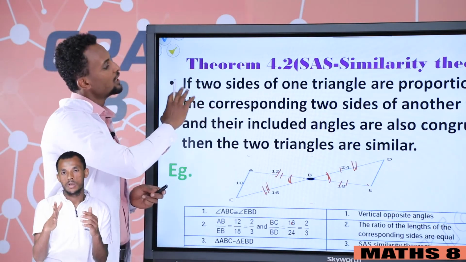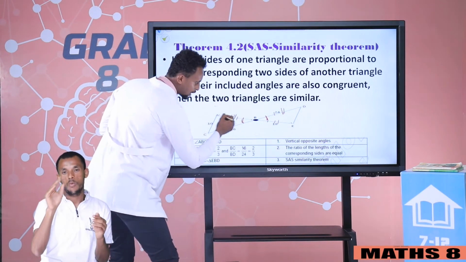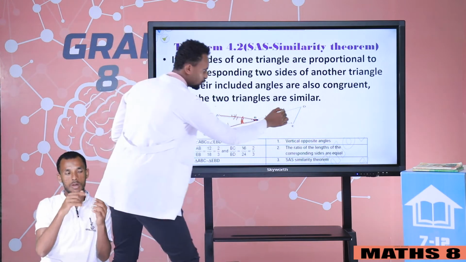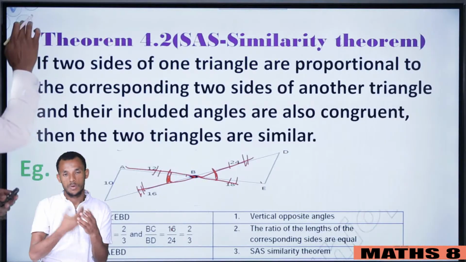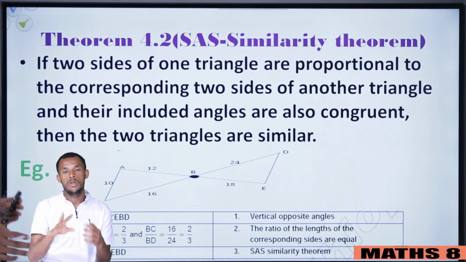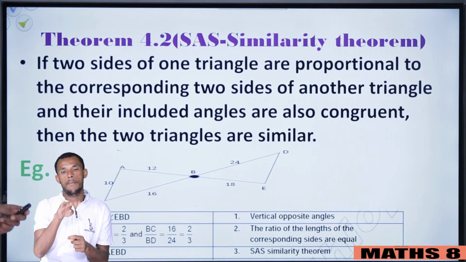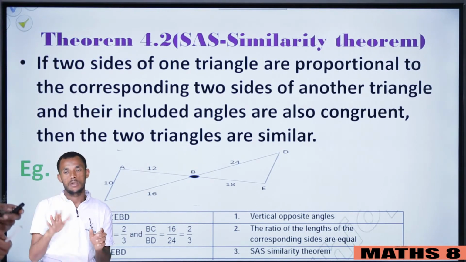From the definition, two sides are proportional and their included angle, this is the included angle, is also congruent, then we can say these two triangles are similar by what? By the side angle side similarity theorem.